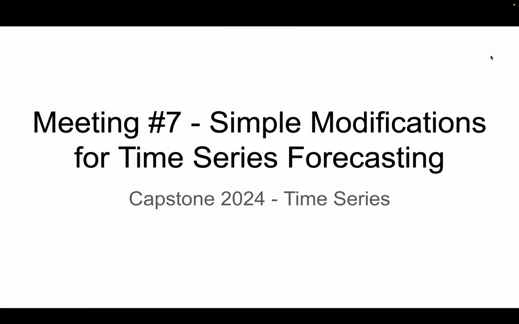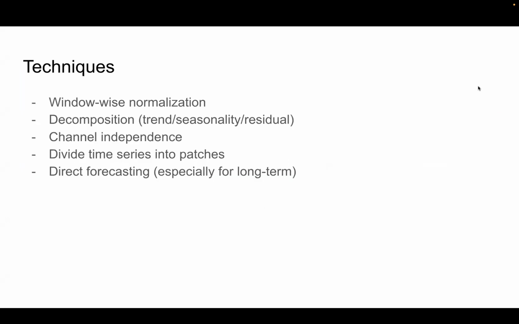So last week we talked about three different categories of time series methods, namely RNN-based models, convolution-based models, as well as transformer-based models. And for the next few weeks, we'll talk about some modifications on top of those methods to improve their forecasting performance. So today I will talk about those several techniques.